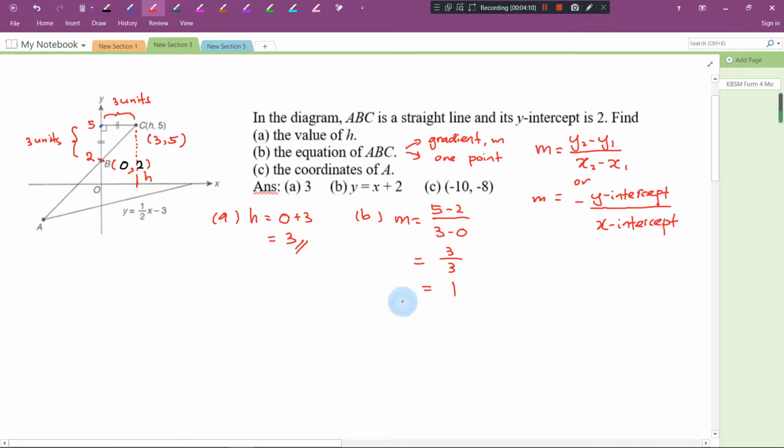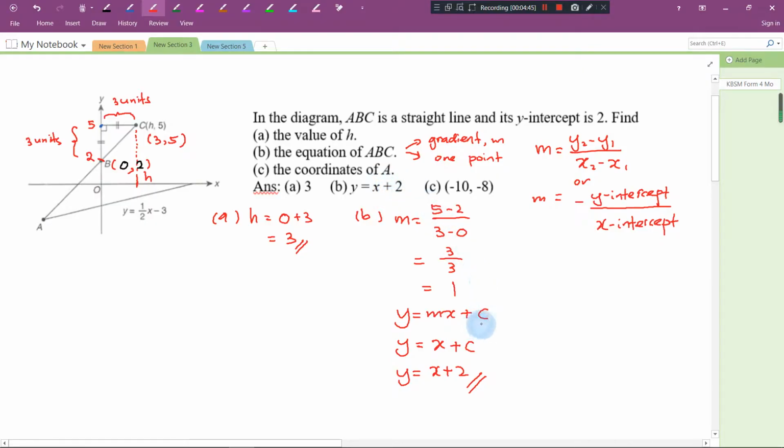So the equation of a straight line will be in this form: y equal to mx plus c, right? Okay, now I know that m is equal to 1. I don't have to write 1, so you just write x plus c. But this is not a complete equation. We need to find the value of c. And we know that c is actually the y-intercept of this straight line, which is equal to 2, right? So the equation of this straight line will be y equal to x plus 2. This is the answer for part B.